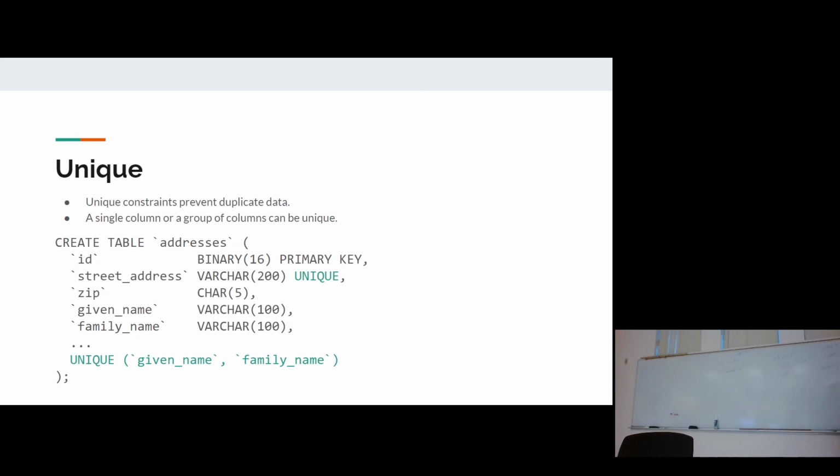Okay. Unique can also be applied to a combination of columns. So here I'm saying has to be unique is the given name of the family. I can't have two rows with the same given name of the family. Obviously, that doesn't represent the real world because that happens all the time. But that's how you represent that. Make sense? Cool. So that's unique. You can do it with one column or multiple columns.